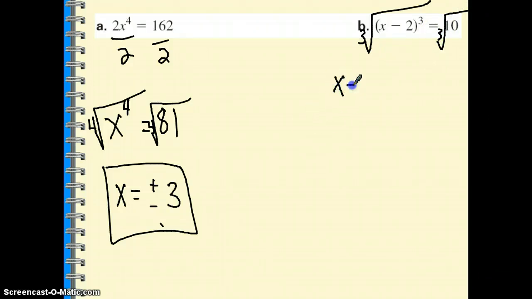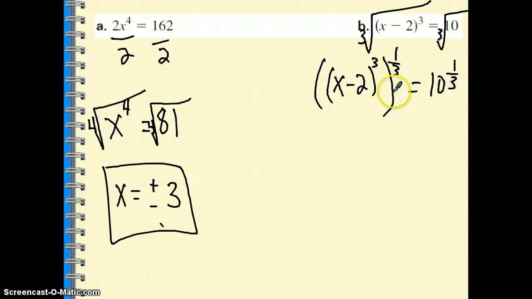So you can write x minus 2 cubed, raise that entire quantity to the power of 1/3. And this can kind of prove to you that it does cancel out, because 3 times 1/3 is 1, and anything raised to the power of 1 is just itself. So we end up getting x minus 2 is equal to the cube root of 10. And since 10 is not a perfect cube, we're going to leave this as an exact answer and just leave it as the cube root of 10.